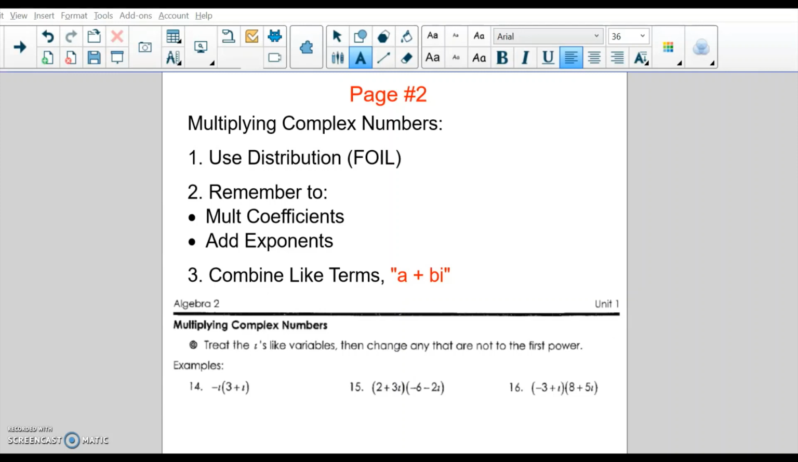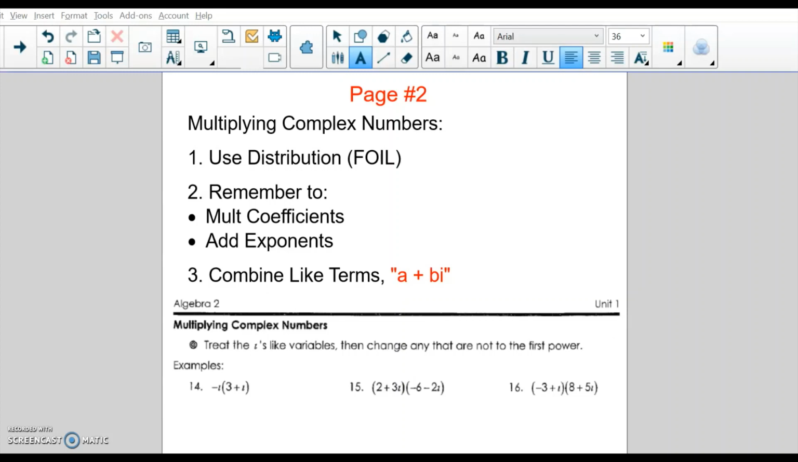All right, guys, welcome to day 2, which is multiplying and dividing complex numbers. With multiplying complex numbers, we are once again going to treat everything normal until we are ready to come up with a final answer. At that point, we will take any of our i exponents and simplify them down to i to the first with negatives in the middle, and then finish with combining like terms.